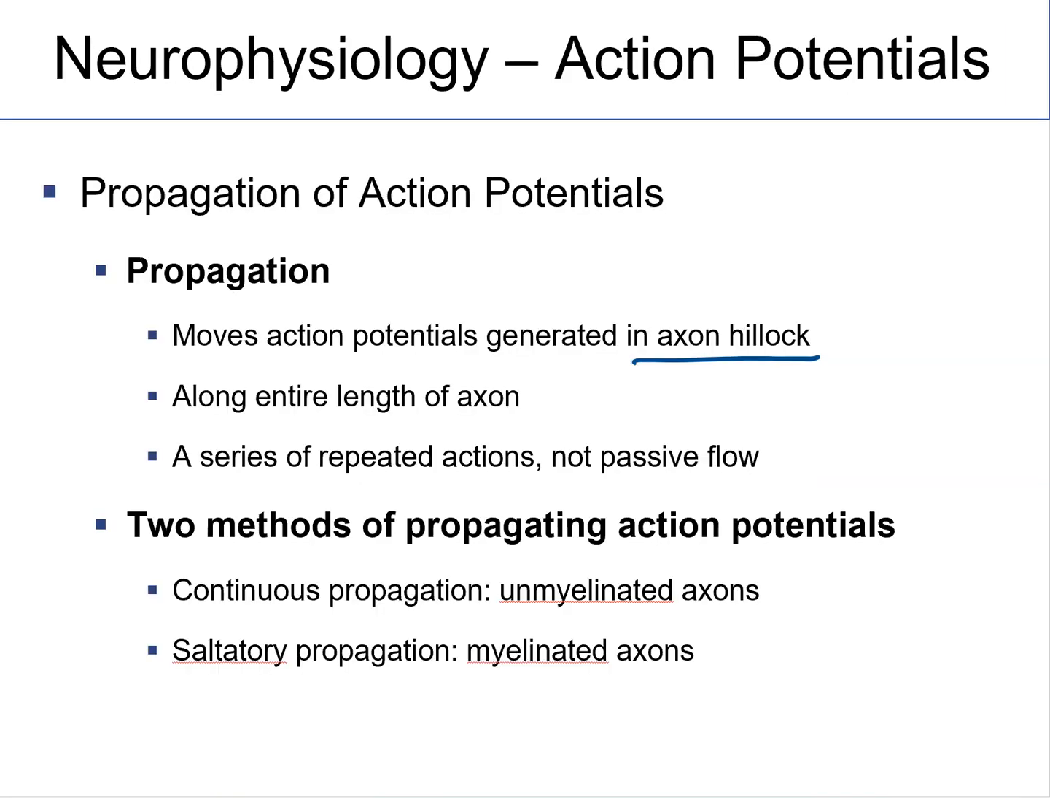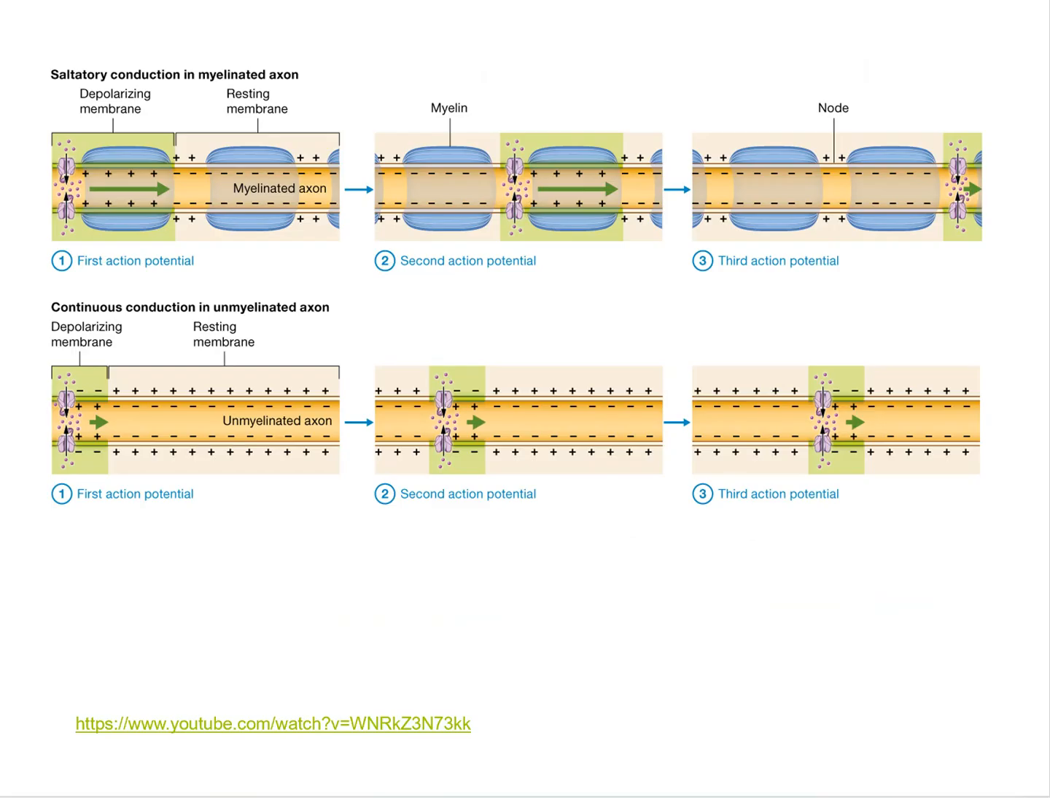So how do they do that? Well, there's two ways that this happens. It is either called continuous propagation. Continuous propagation happens in unmyelinated axons. So we might call these gray fibers. Remember, fiber is axon, and it's going to be much slower than saltatory propagation, which is going to happen in the myelinated axon. So if we come to this image, you'll see the saltatory and the continuous.